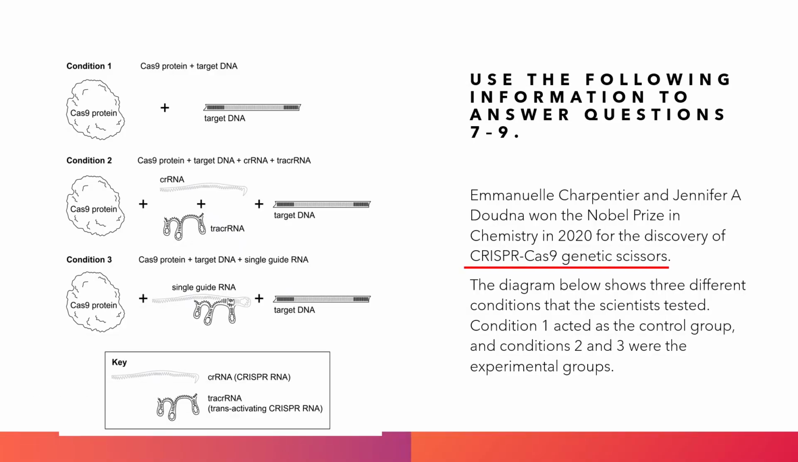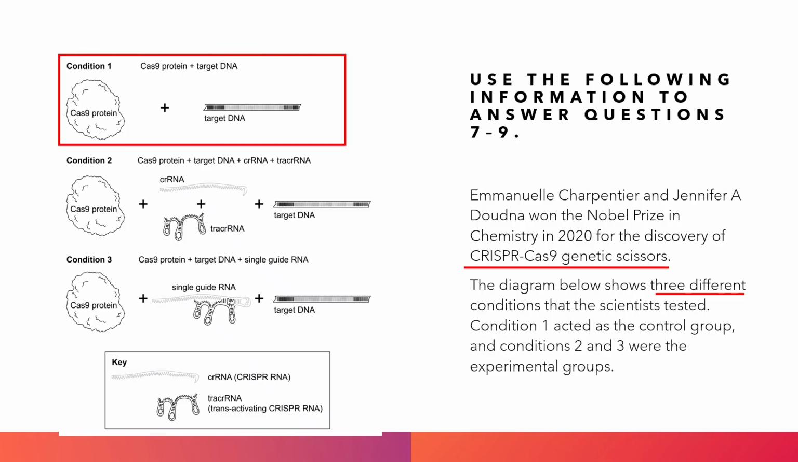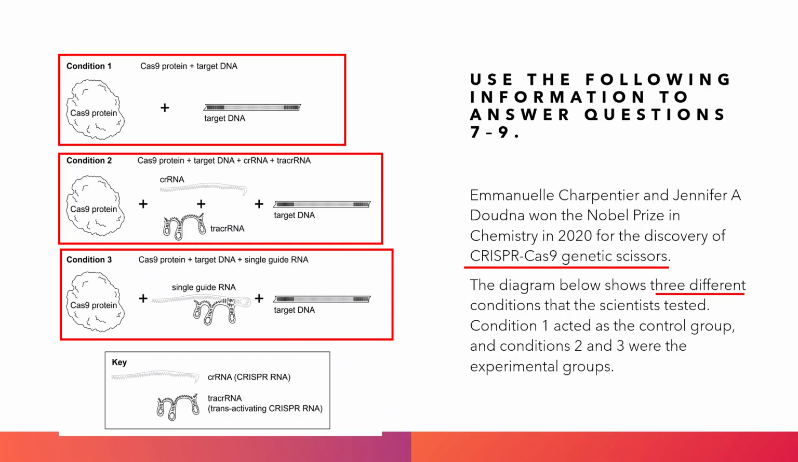Emmanuel Charpentier and Jennifer A. Doudna won the Nobel Prize in Chemistry in 2020 for the discovery of CRISPR-Cas9 genetic scissors. The diagram below shows three different conditions that the scientists tested. Condition 1 acted as the control group, and conditions 2 and 3 were the experimental groups.